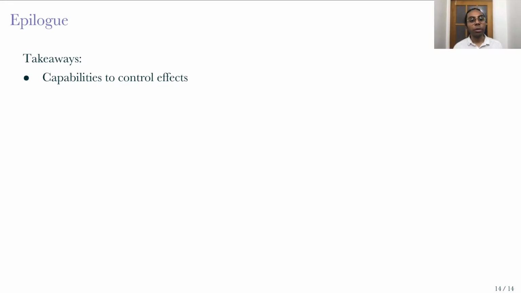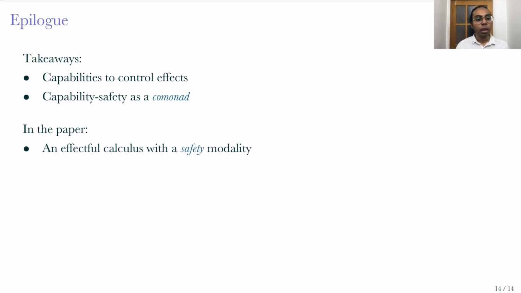Finally, to conclude, let me point out some of the main takeaways from this talk. First, we can use this notion of capabilities to encode effects and to control the usage of effects. This idea of capability safety, or denying the usage of a capability from the environment, can be captured using a comonadic type discipline. Let me also highlight some of the technical results in our paper. We formalize an effectful calculus and we extend it with a safety modality. And we show how to do substitution and so on.